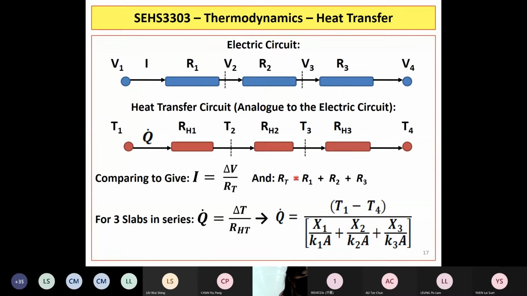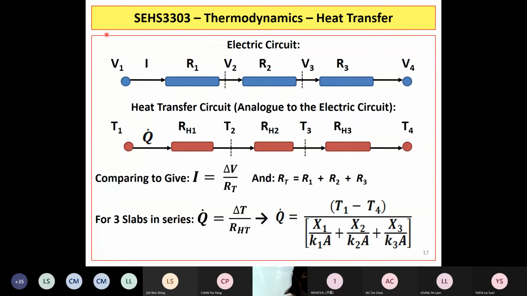Total resistor can be simply calculated by the summation of the three resistors. The three resistors can be simply added together to give us this total resistor. That is why we use this analogy method to solve conduction.